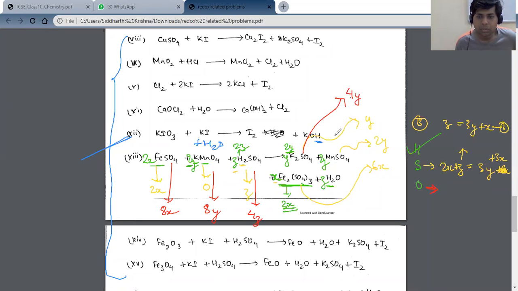4y. 8y. 12x. And z. Okay, so on the LHS we have 8x plus 8y plus 4z. This will be equal to 4x plus 4y plus 8y, that is 12y.